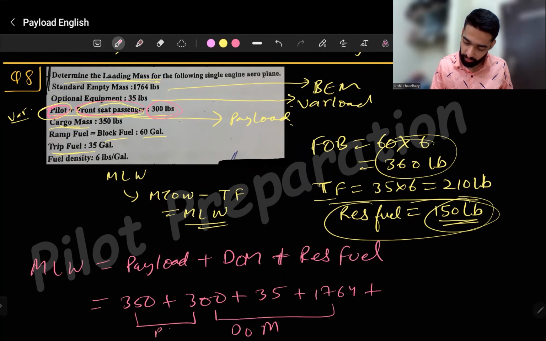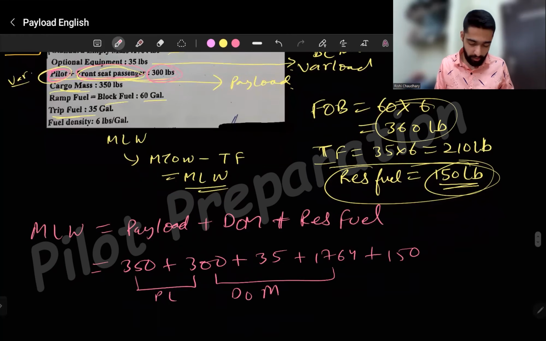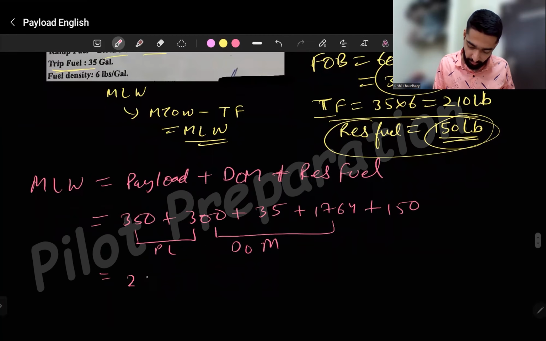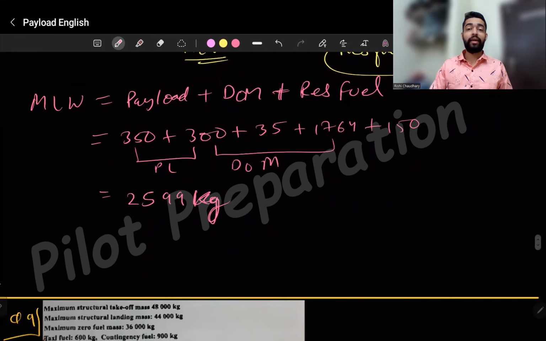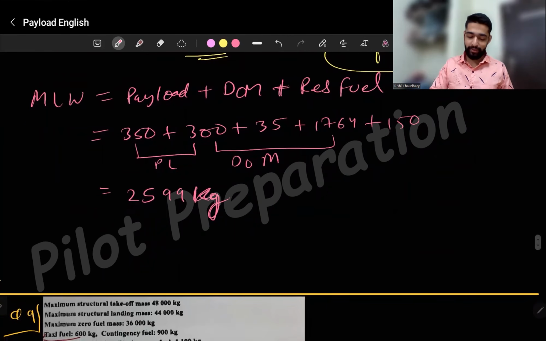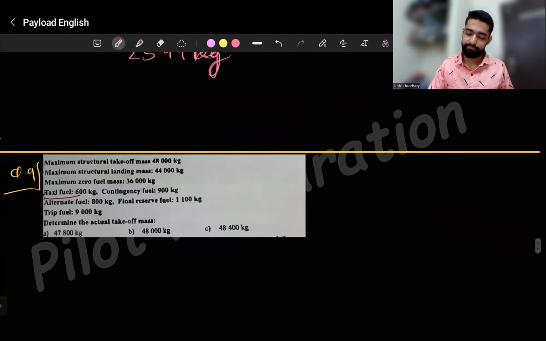This is my payload. This is my reserve fuel. Reserve fuel is how much? 150. So if I add all the three, I will get 350 plus 300 plus 35 plus 1764 plus 150. So this comes out to be 2599 kg. So my maximum landing weight is 2599 kg. And with this, I'm done with question number 8.